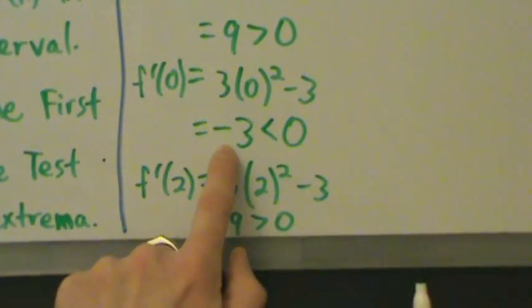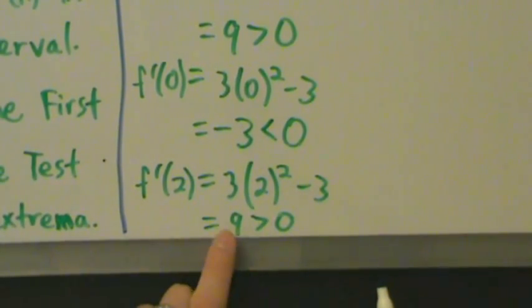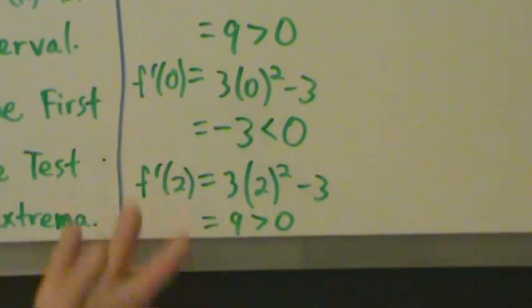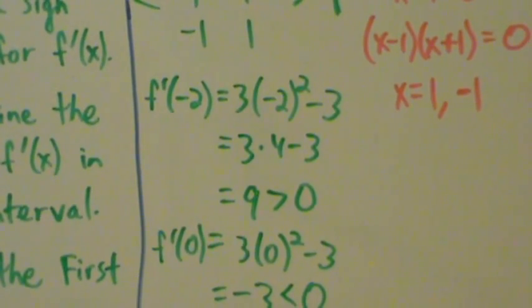There's no significance to negative 3 other than the fact that it's negative. There's no significance to 9 here besides the fact that it's positive. So all we care about is where the derivative is positive and negative. We don't care about these exact values specifically. Just want to point that out real quick.